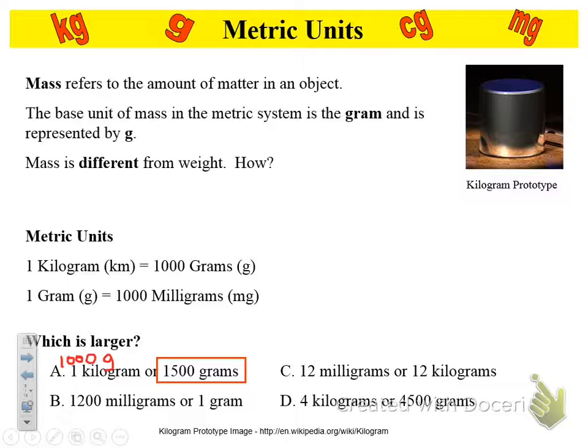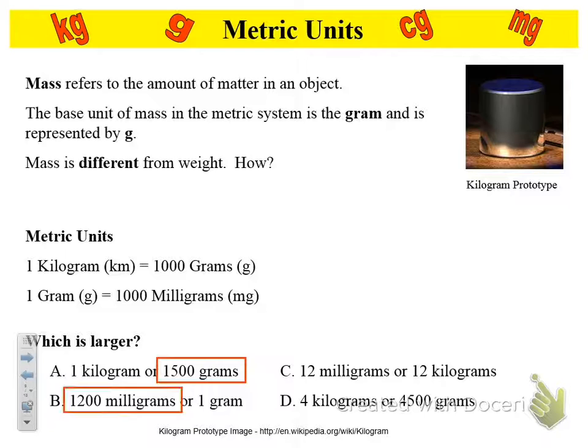All right, let's do B together. 1,200 milligrams or 1 gram. Which one is bigger? Troy? 1,200. Why do you say that? Because it only takes 1,000 milligrams to make 1 gram. All right, so he told us right here it only takes 1,000 milligrams to make a gram. So in that case, 1,200 milligrams is bigger.